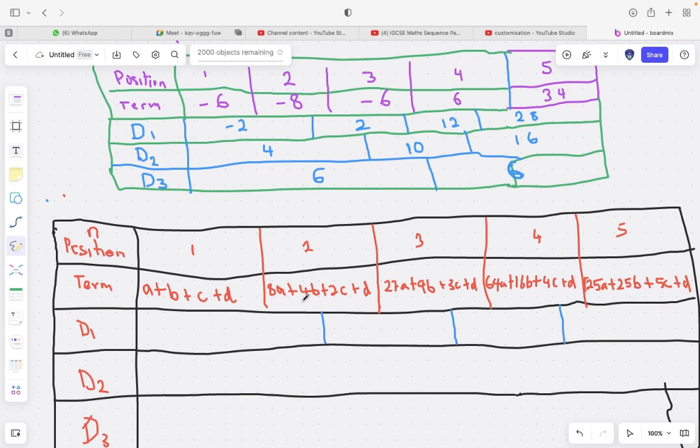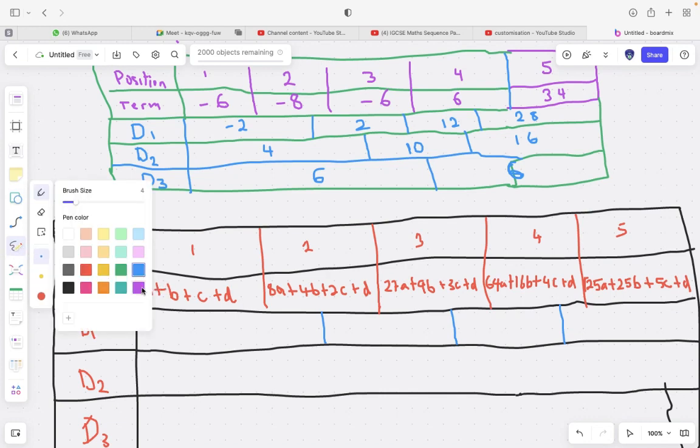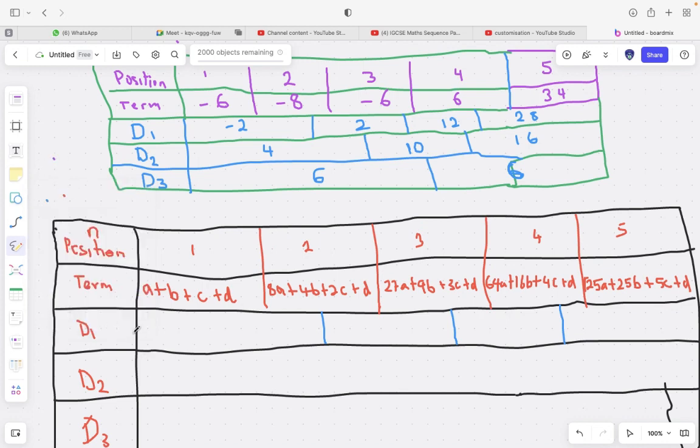Now the first level difference is to say 8a minus a, that's 7a, right? So here we get 7a quickly, because 8a minus a, we get 7a. Then 4b minus b, we get what? We get 3b. So you say plus 3b.